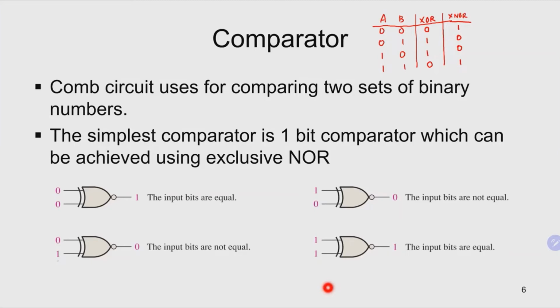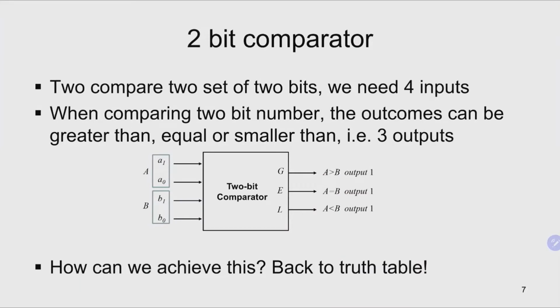And then we have 0, 1 gives us 0. And then 1, 0 gives us 0. So the two inputs are not the same. Then their output is 0. So in this case, we can compare the two inputs to find out whether they are the same or they are not the same. So that's a very simple 1-bit comparison.